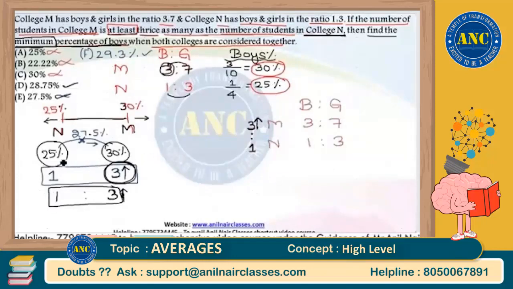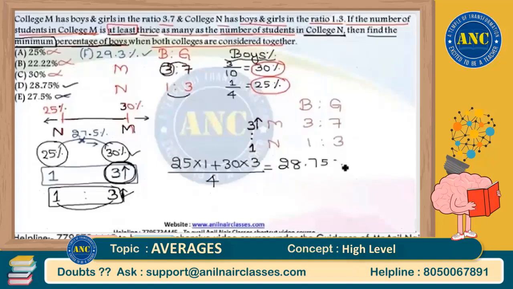If I take the ratio as 1:3 and find the average, it is 25 times 1 plus 30 times 3, divided by the sum of the quantities, the number of quantities. 1 plus 3 is how much? It is 4. When I simplify this, I will definitely get the answer as 28.75%. I believe the idea is very clear for you people. The answer for this question is 28.75%, but not 29%. Option 6 also will be ruled out.